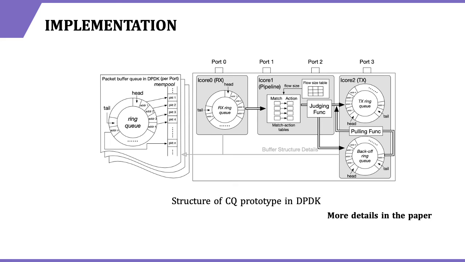In this paper, we implement CQ with DPDK, which is a powerful tool developed by Intel. We use the pipeline model for packet processing. The structure of CQ in DPDK is shown in this picture. Packet processing consists of 3 parts: receiving packets from ingress ports, forwarding packets by proper actions, and delivering packets to the ingress ring buffers. Each part has its dedicated CPU core for its packet processing.